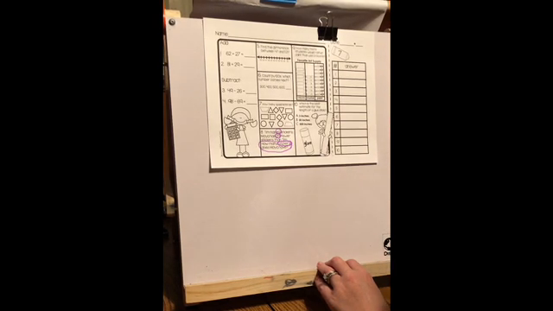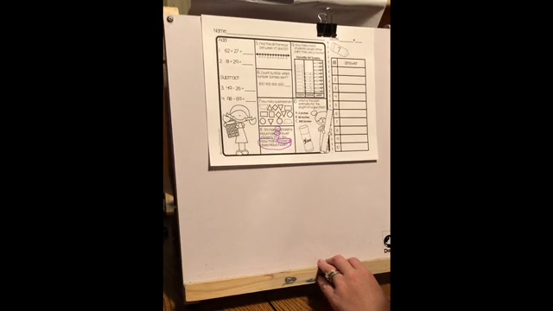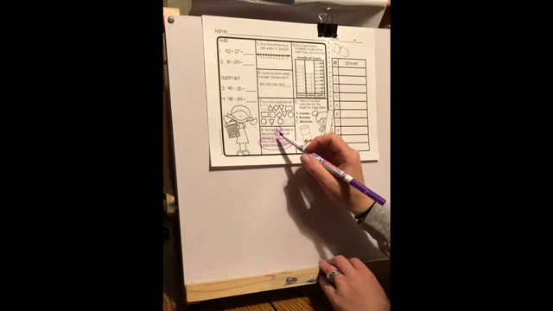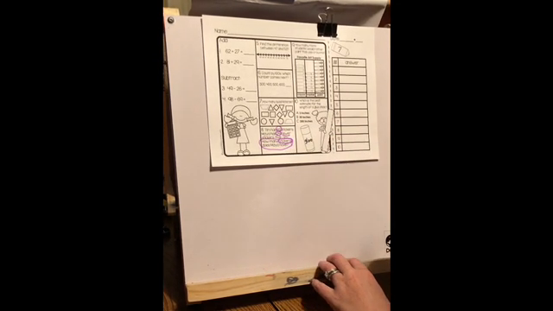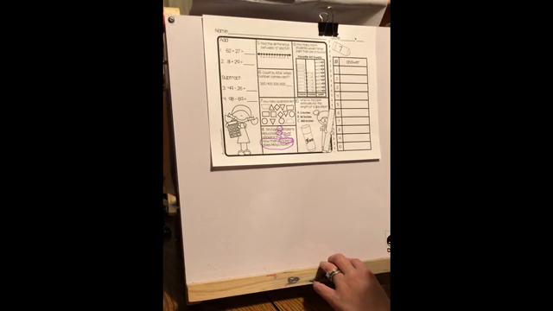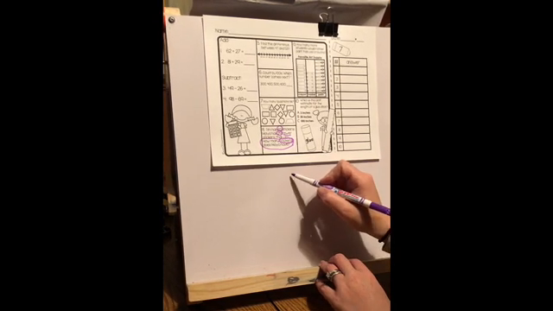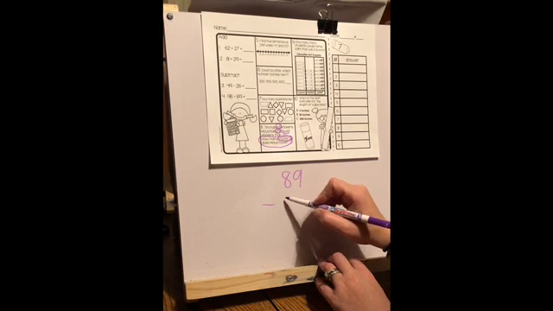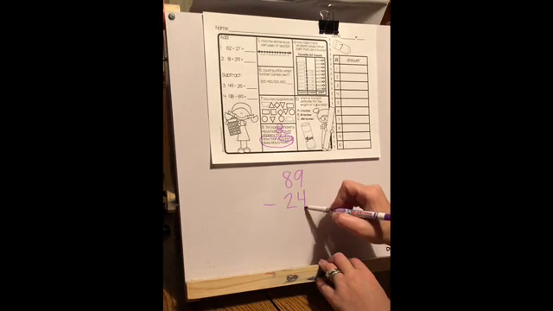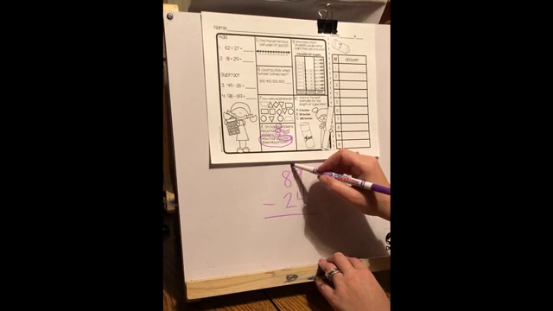So if we reread, it says Tim has 89 stickers. Maya has 24 fewer stickers than Tim. So that helps me figure out the operation that I need is subtraction. So we're going to have our bigger number, which is 89, subtract 24 because she has 24 fewer than Tim.